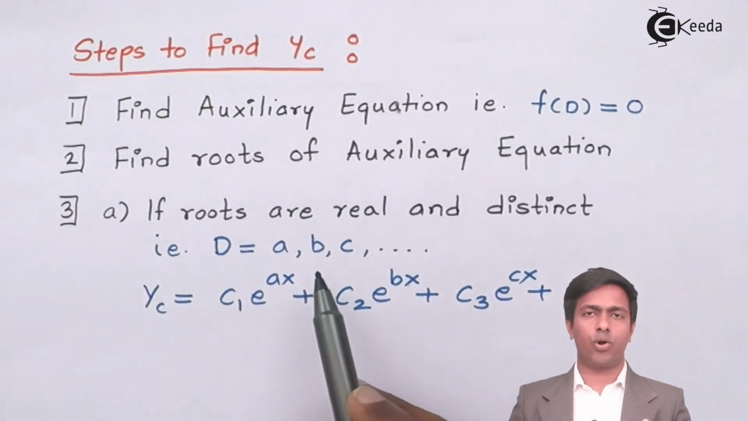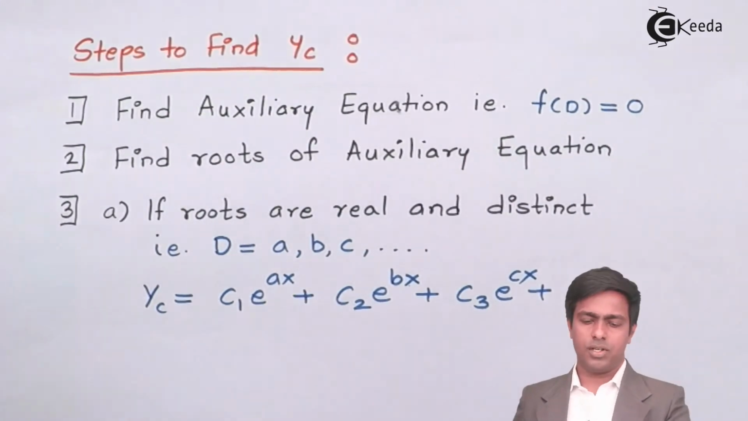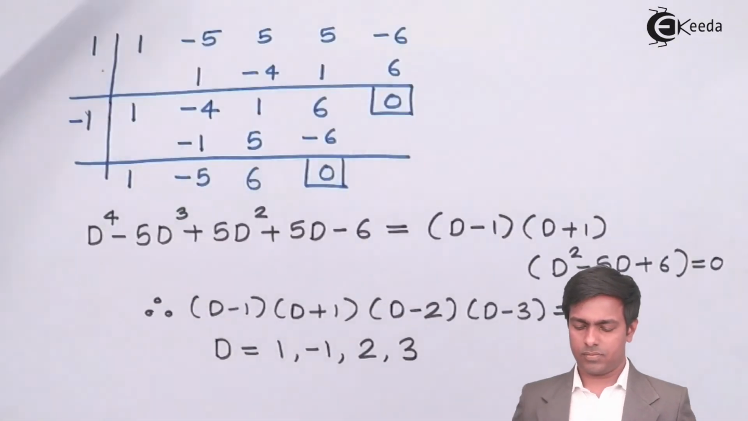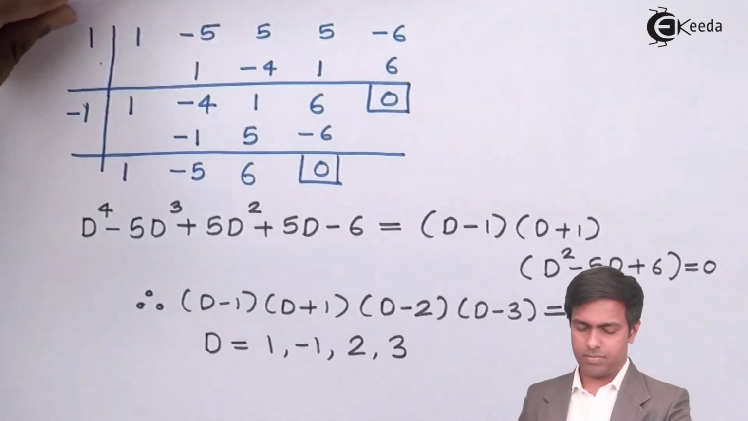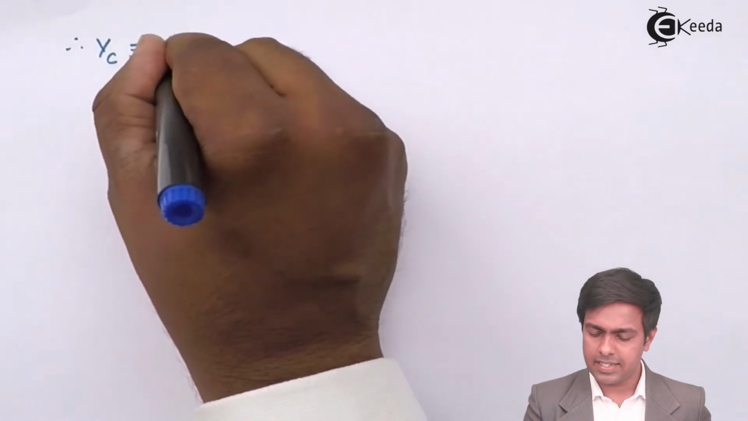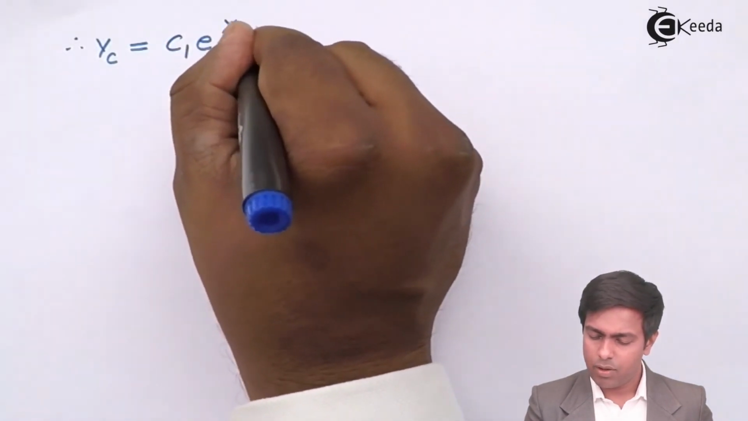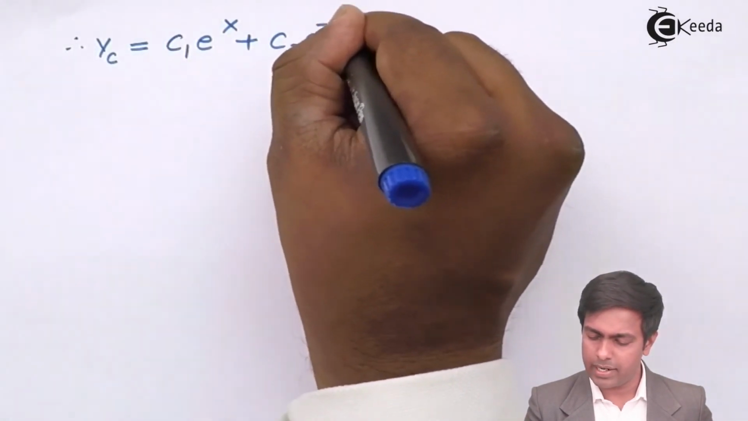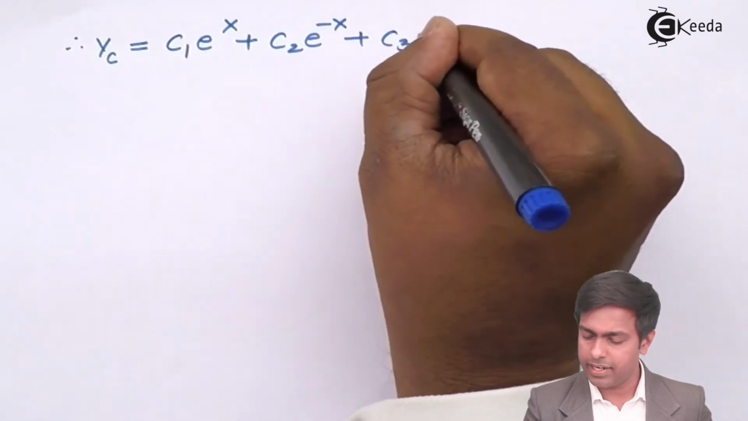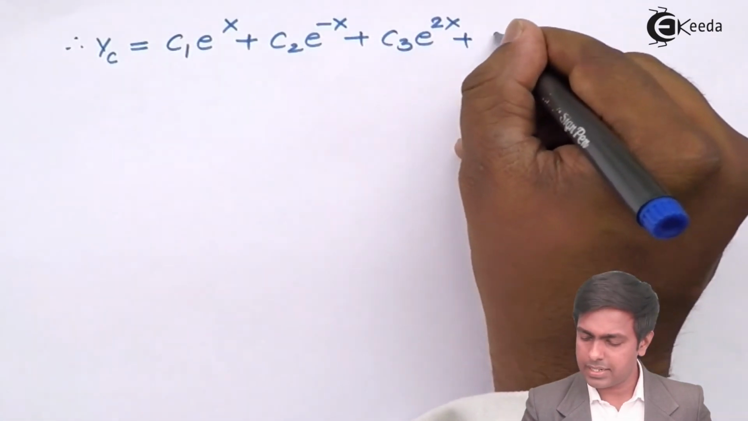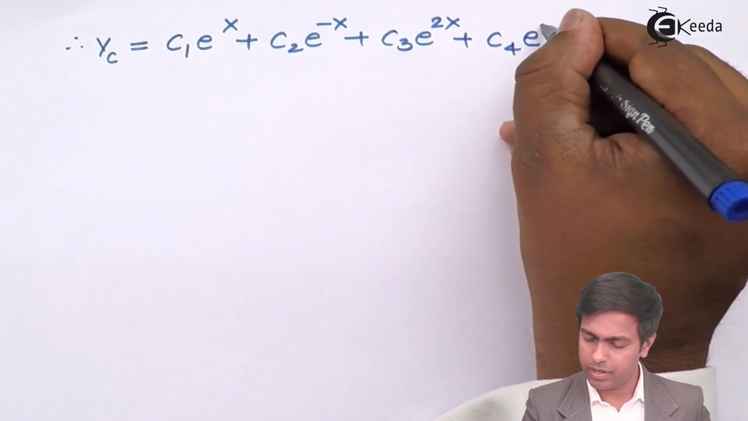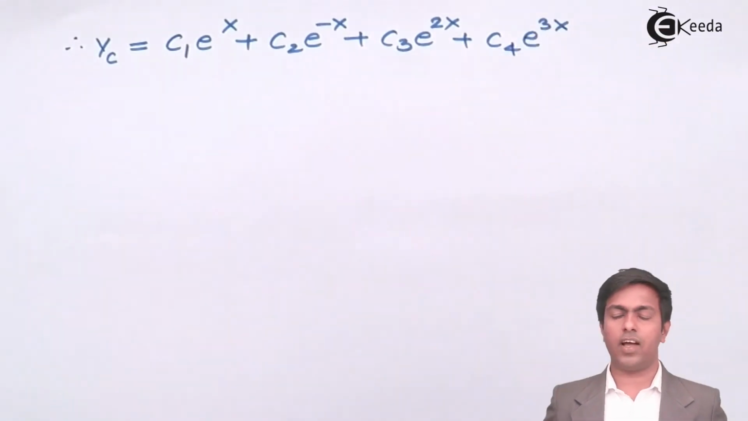Now since I have 4 roots, I'll be having 4 terms. So here I'll say it is c1 e to the power x plus c2 e to the power minus x plus c3 e to the power 2x plus c4 e to the power 3x. And guys, this is the value of yc.